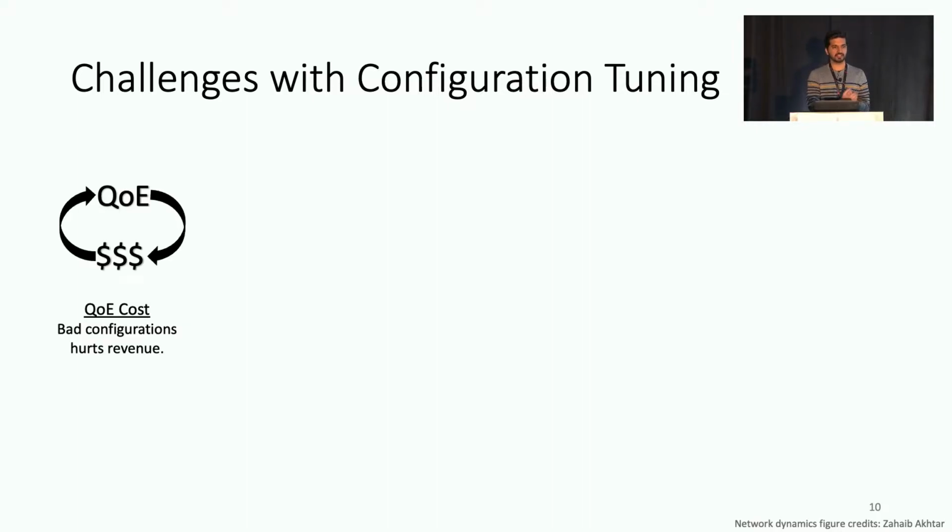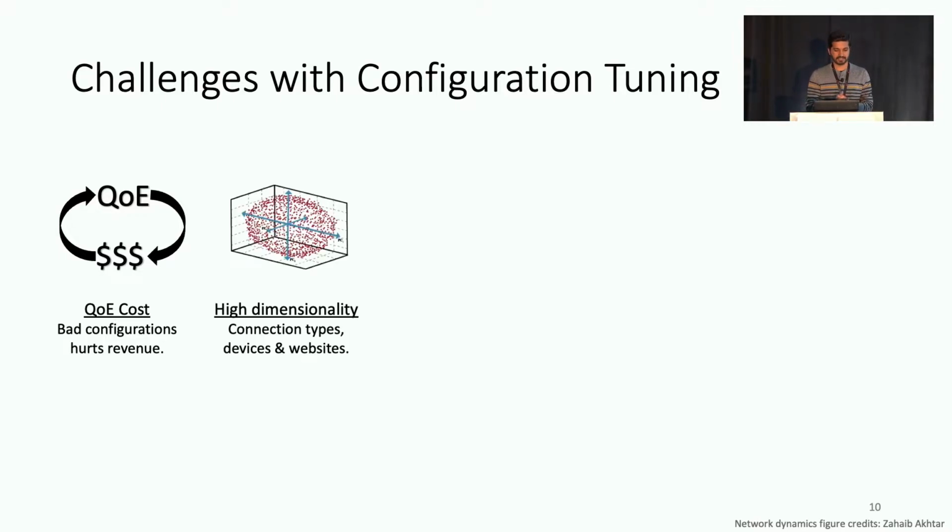The first is there's a QoE cost associated, because if you test a bad configuration, then you are actually sacrificing some sort of revenue. Second, an automated learning technique would require building performance models for different configurations. But the CDN edge actually serves diverse last miles, diverse devices, and different websites. So there's a high-dimensional nature to this problem, and it presents a challenge when we are building performance models.